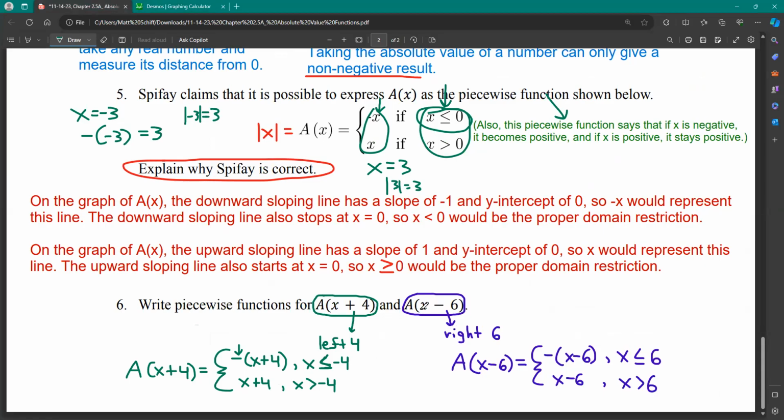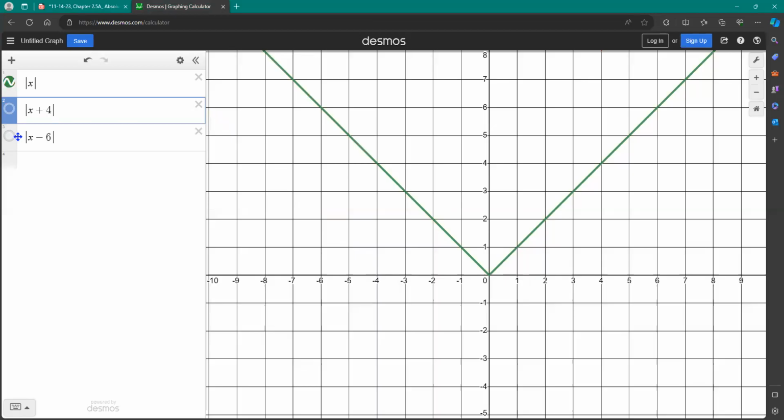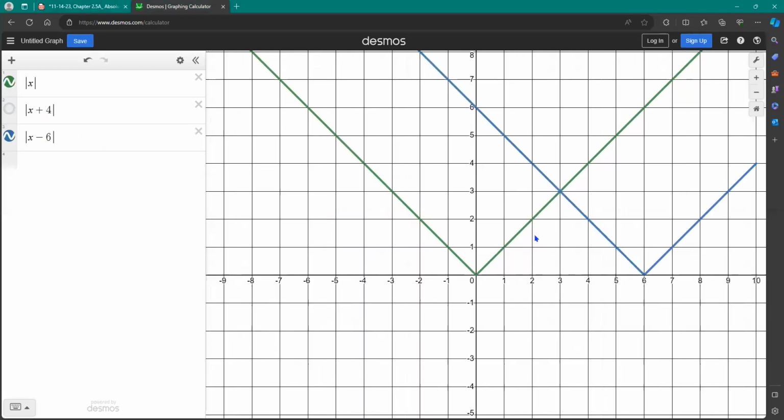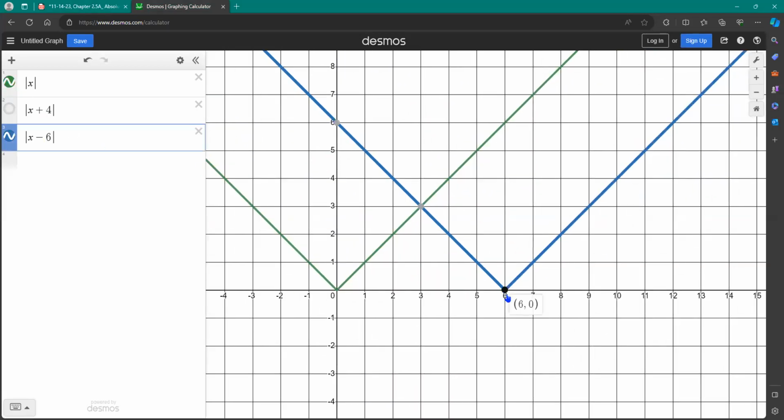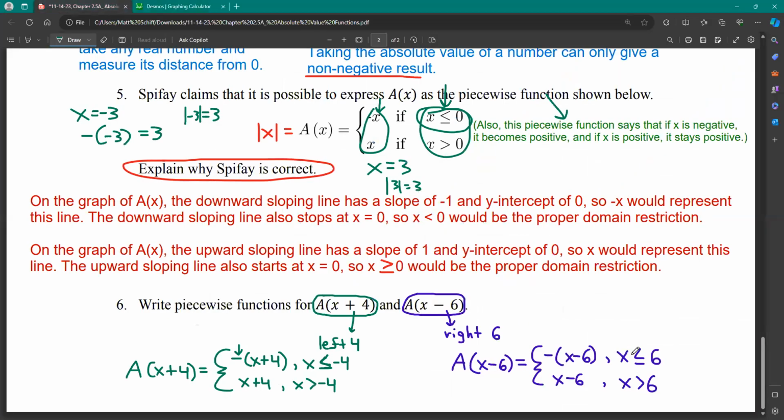Very similar to that, if we have a of the quantity x minus 6, we shift the graph to the right by 6 units. Again, this is an inside change, so write negative parentheses x minus 6, close parenthesis, and then the other case, just x minus 6. Okay, now we took absolute value of x, we shifted to the right by 6, so x equals 6 is now the turning point. So the first case happens if x is less than or equal to 6, and then x minus 6 occurs if x is greater than 6.